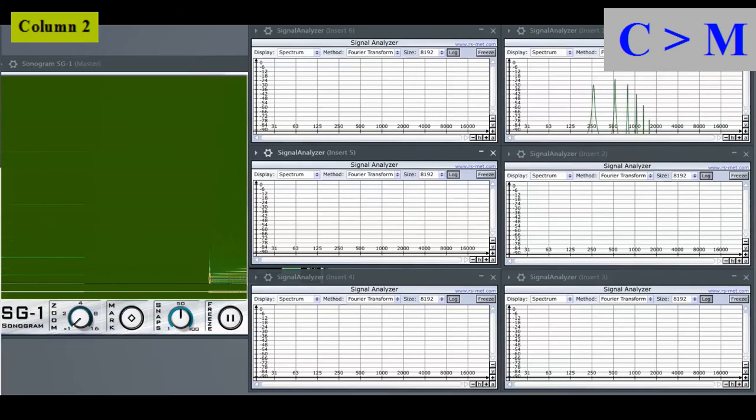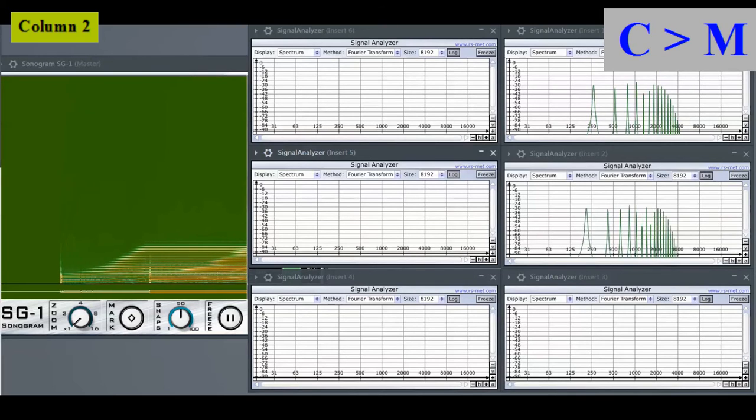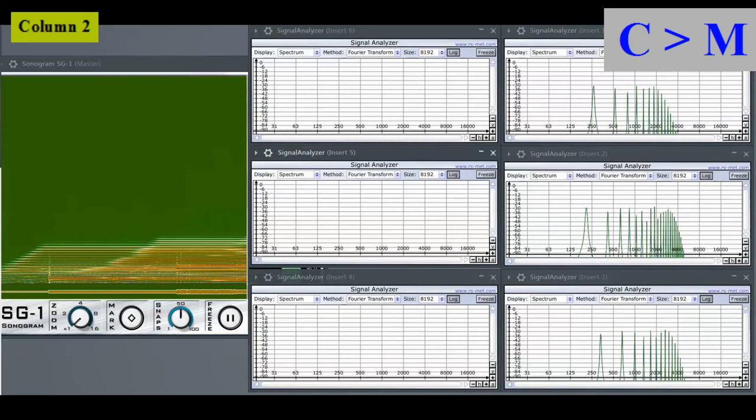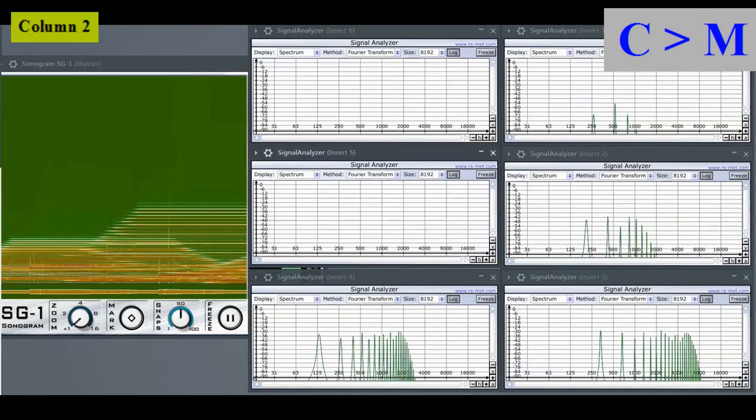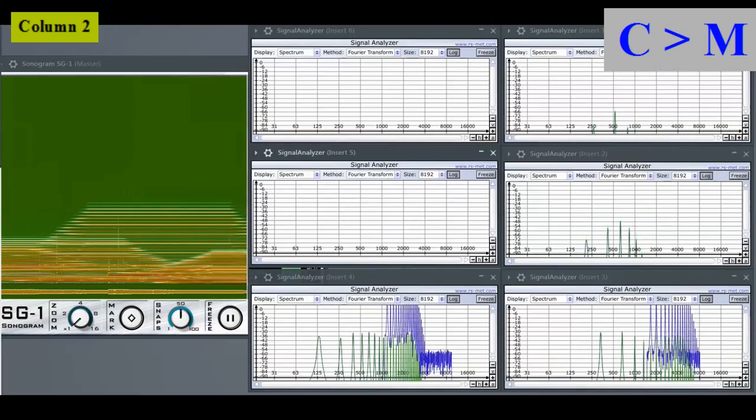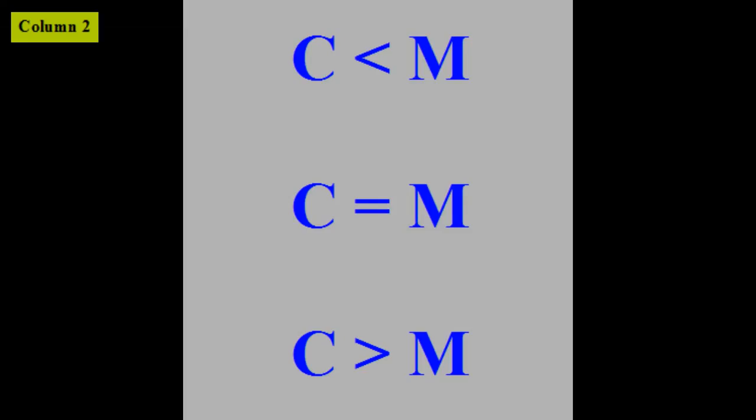Group 3. The carrier's frequency is higher than the frequency of the modulator. C is bigger than M. But this video is already quite long. Yeah, okay. We did a lot of work in column 1. Let me talk about these groups and their subgroups in the next workshop, therefore.